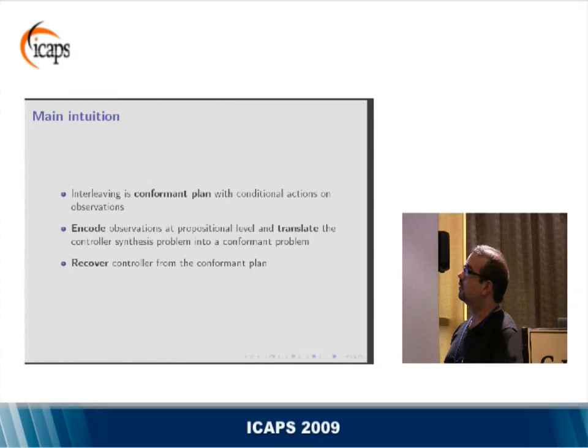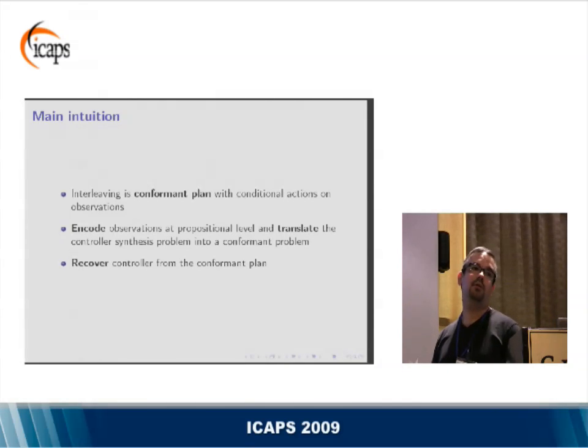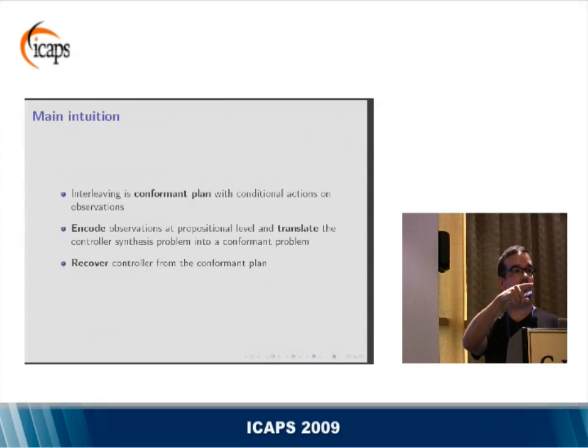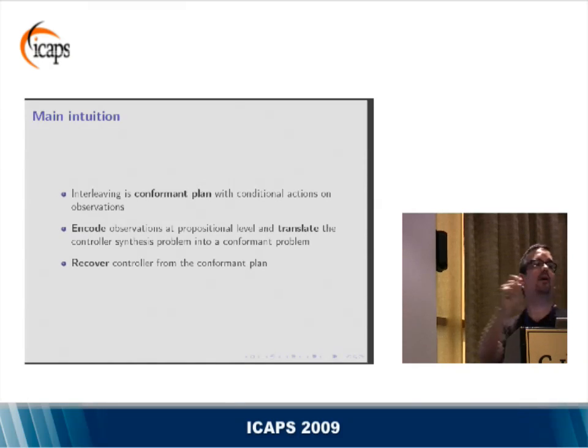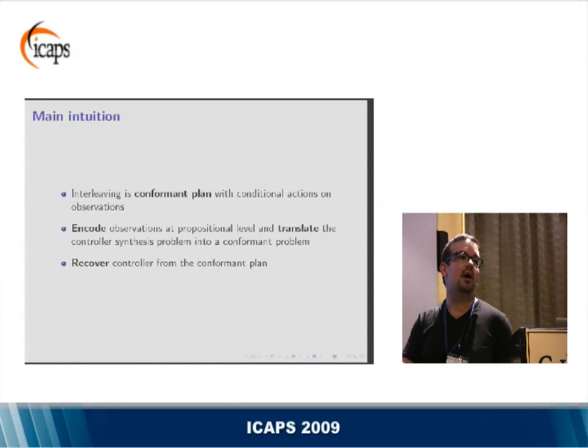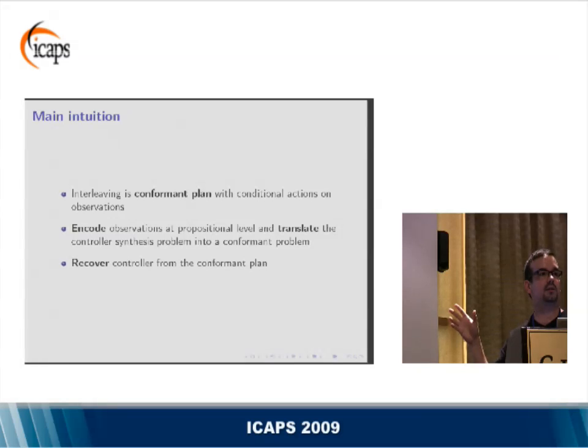So what we do is we encode the observations of the problem at the propositional level, and then translate the actions also into conditional actions on those observations, so that the whole thing is translated into a conformant planning problem. And from a solution of that problem, if you can find one, you can recover the controller. Or if the planning problem doesn't have a solution, it means that there is no controller of that size for that problem. Sure? Question? That's a parameter. The size of the controller is a parameter. You choose the parameter. I want a controller of one state or two states, and then with that number, I generate the conformant task.